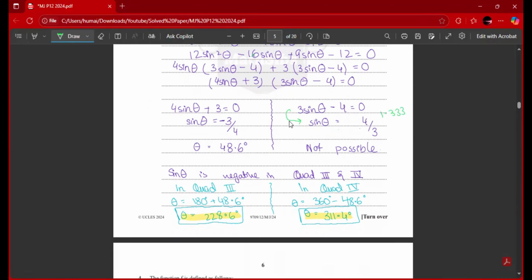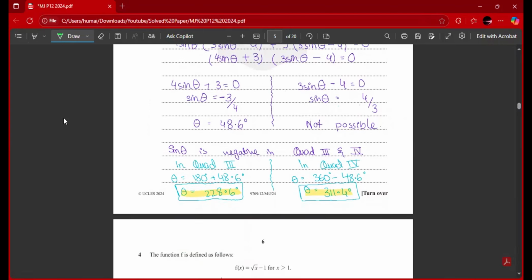But we know that the highest value that sine theta can take under any value of our theta is 1. But this value is 1.333, which is greater than 1. That means there is no possible value for our angle to give us this answer. That's why it's not possible. You could do this on the calculator, you'd get math error, but the explanation why it is not possible, I just gave it.